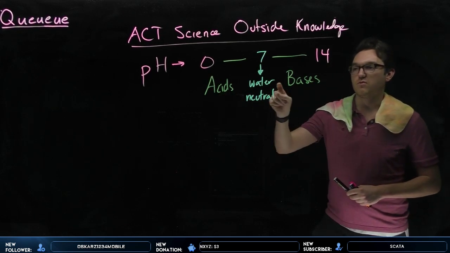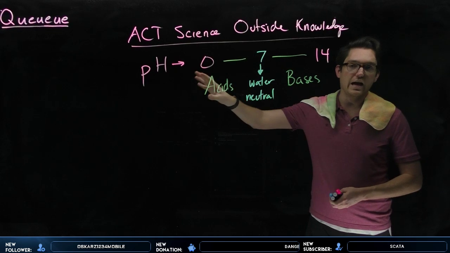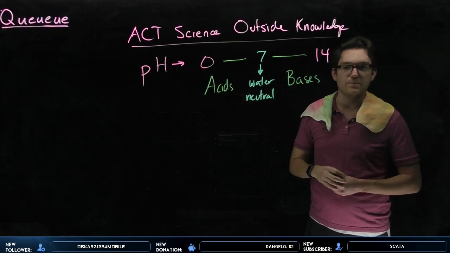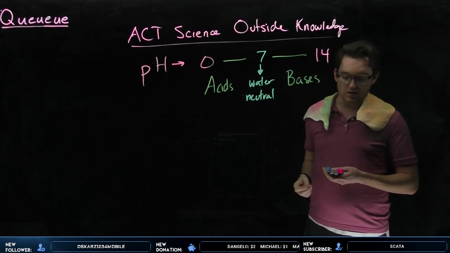A comes before B in the alphabet. A is the earlier stuff. The earlier numbers are A, acid. The later numbers are B, base. Okay? The closer you are to 0, the more acidic you are. The closer you are to 14, the more basic you are.